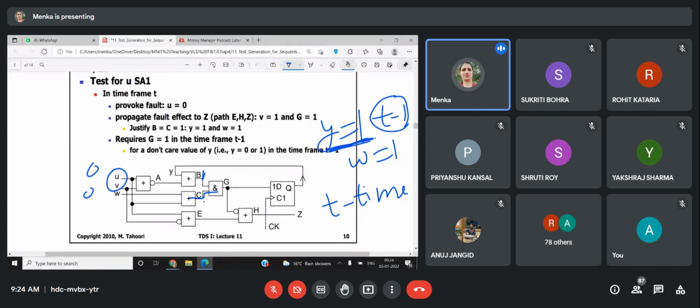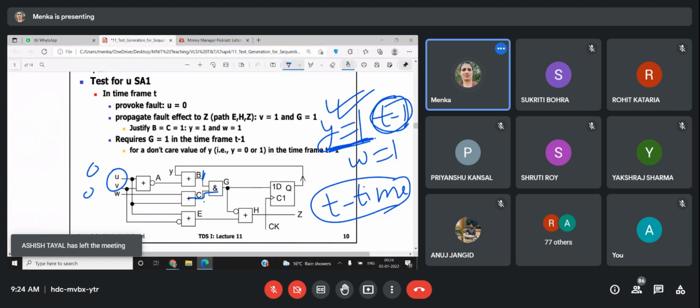Okay, so these calculations we are doing for the t minus 1 time frame, and the fault propagation we are doing in the t time frame and onwards. If we are not able to propagate that fault in one time frame, then we will take another time frame also for the same. Okay, ma'am. t plus 1 time frame, t plus 2 time frame, or whatever, right? Yeah, shall I proceed? Yes, ma'am.